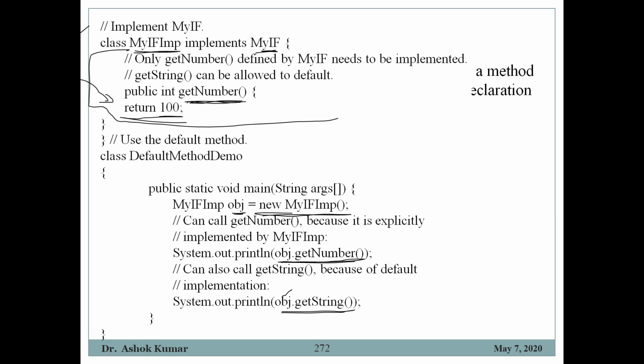So the important point is if there is a default method in an interface, it's up to you whether you are overriding that method in the class or not. Here we are not overriding. I will show you one more example where we will override the default method of the interface.